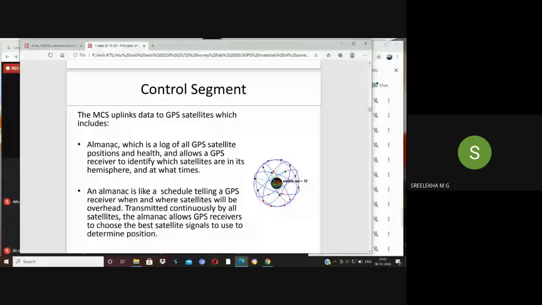Okay. So whatever be the present condition of the different satellites, it will be included in the almanac. Again, whatever satellites are available for us for collecting the data, that will also be retrieved from the almanac data.